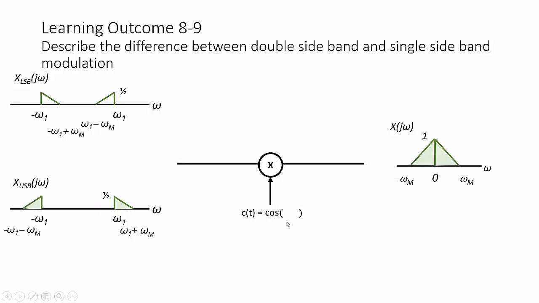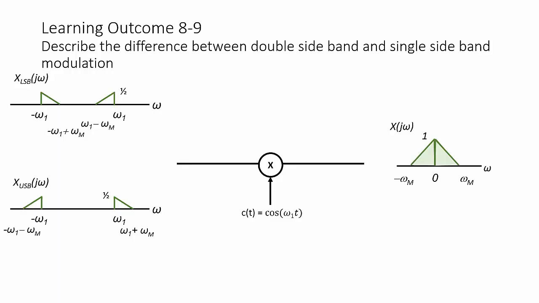Okay, think again. What frequency would that cosine have to take? By how much do these signals have to shift? Omega 1. Negative omega 1 has to get to 0. Positive omega 1 has to get to 0. One's a positive, one's a negative, both are omega 1.